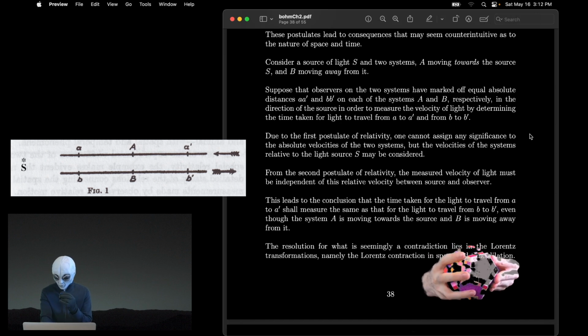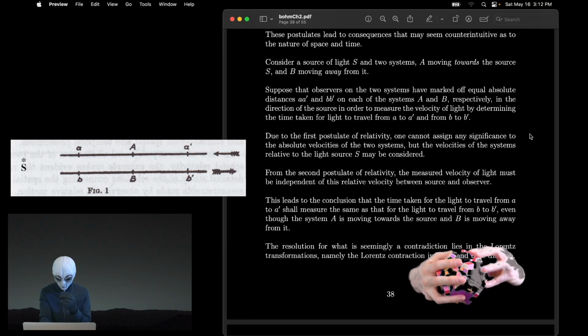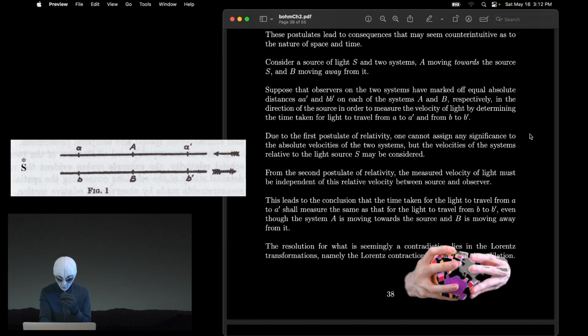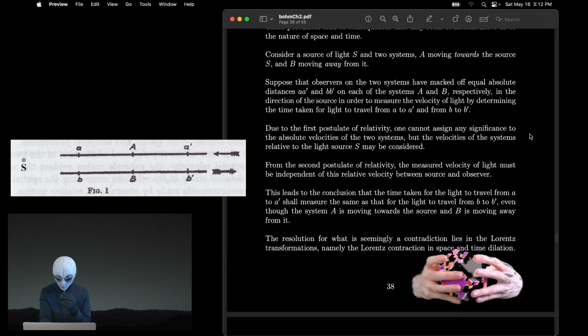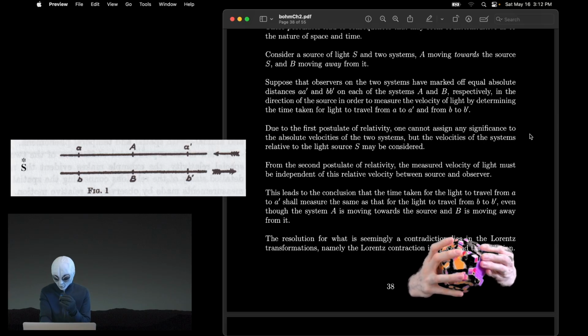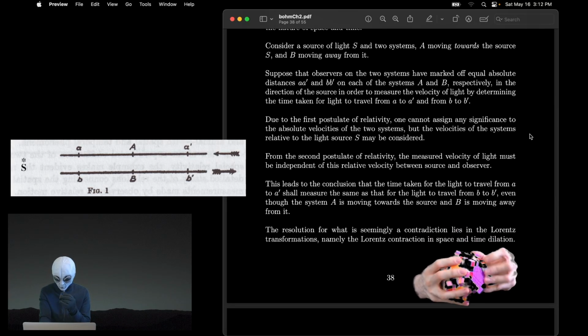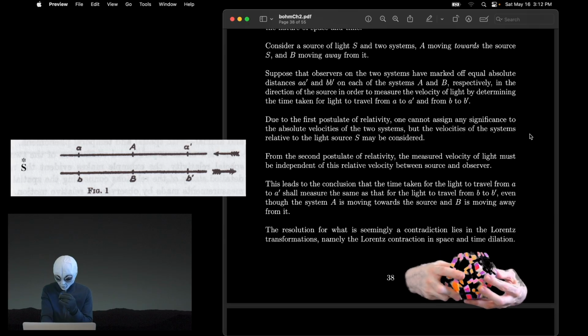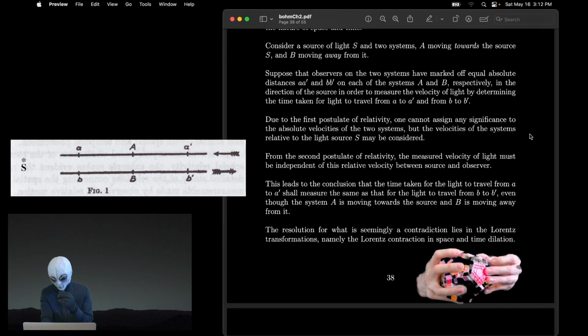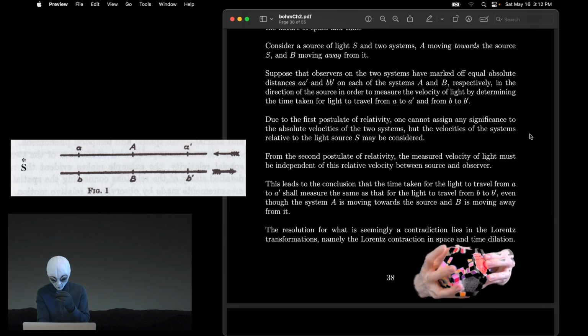Suppose that observers on the two systems have marked off equal absolute distances, a prime and b prime, on each of the systems A and B respectively, in the direction of the source in order to measure the velocity of light by determining the time taken for light to travel from a to a prime and from b to b prime.